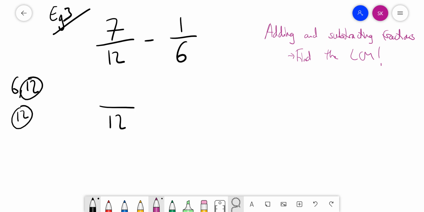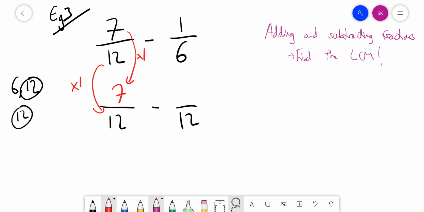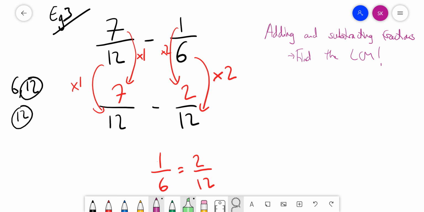I'm going to write 12 as a denominator of both fractions. You can see 12 times 1 makes 12. Do it to the bottom, do it to the top. It's just 7. It's just the same fraction. 6 times what makes 12? 6 times 2 makes 12. Do it to the bottom, do it to the top. So what we've done there is we've got an equivalent fraction to 1/6, so that the denominator is the same as it was for the other fraction over here.